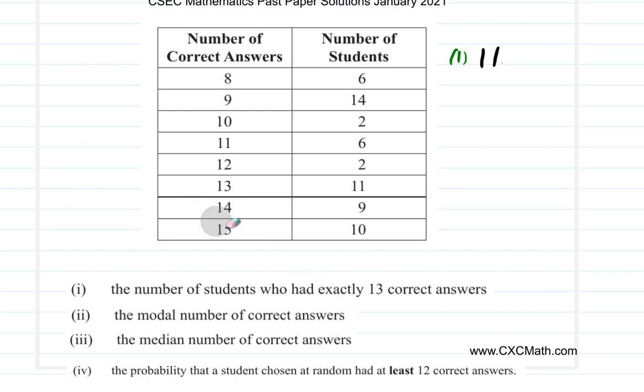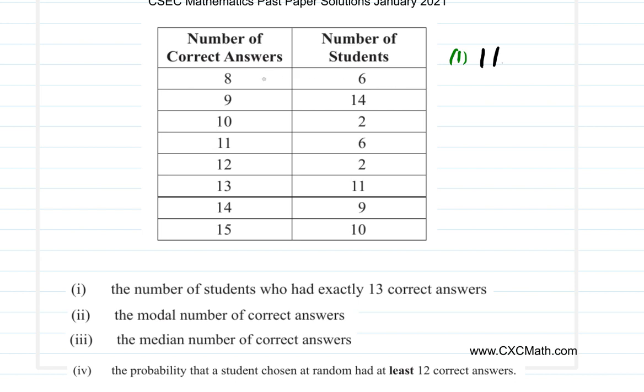Now, remember, the mode is the one that is there more often than the others. If you're not very careful, you might jump to the conclusion that the mode is 15, but that would not be correct. Remember now, modal number of correct answers. Here, you look for how many students got that number of correct answers.